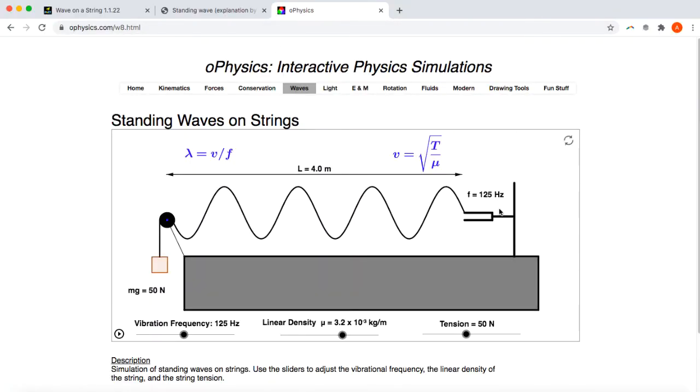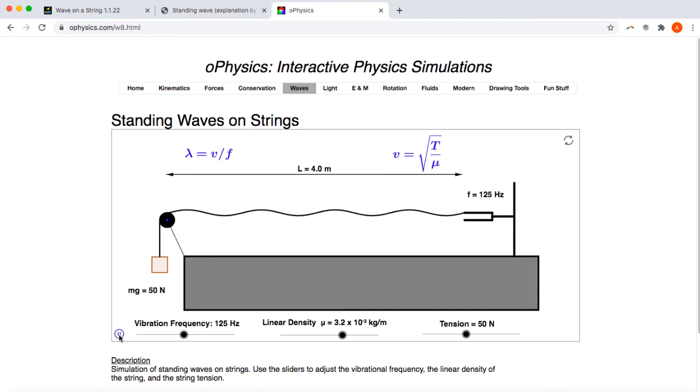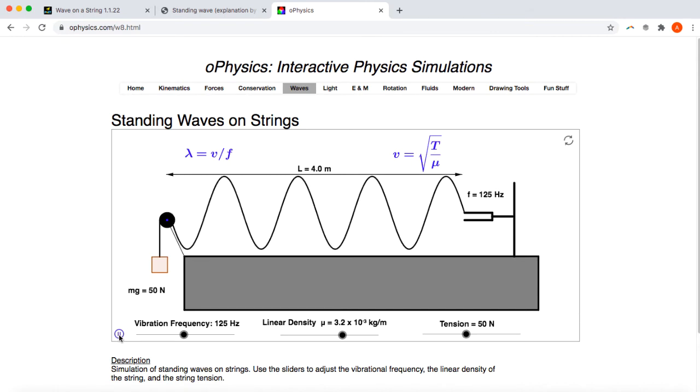We see a vibrating tuning fork creating waves on a string. The tension in the string is set by this hanging mass. We have a linear density and a tension, which are effectively defining the medium and therefore the wave speed. And we have this vibration frequency that we've set at 125 hertz. And notice here that we get a standing pattern. In this animation, we can't see the underlying traveling component waves.